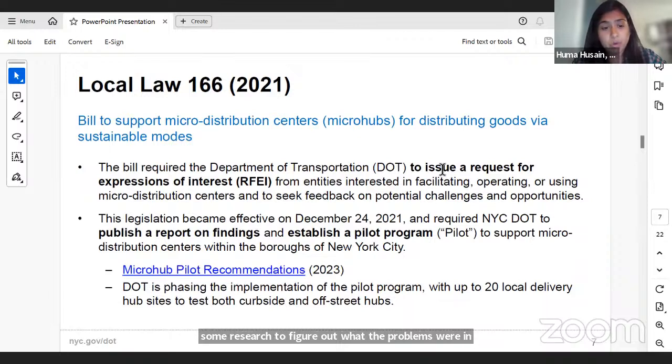We released a report with our findings last year, and there's a link in this slide that we can share after this meeting that summarizes our findings. And then the ultimate goal was to establish a pilot program and test this concept, and that's what we're trying to do this year and in the next 3 years.